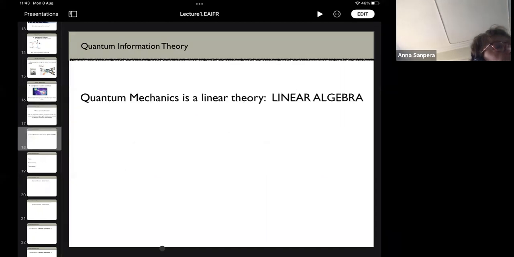Now we need very few things at the very basic level that I would like to use because it allows us to understand everything. First of all, we know that quantum mechanics is a linear theory. So it's given by linear algebra, so by matrices. And of course matrices do not commute, so that makes the physics quite different from the classical thing.